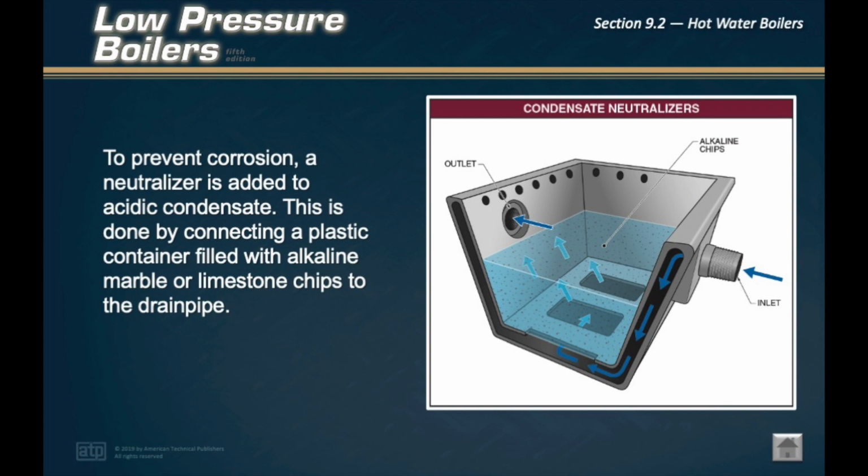The condensate from the gases of combustion is slightly acidic. To avoid corrosion, the materials used to construct a boiler must be able to withstand this acidic condition. A condensate drain must be installed. A neutralizer can be added to the condensate to adjust the pH to an acceptable level. This is done by connecting a plastic container filled with alkaline marble or limestone chips to the drain pipe.